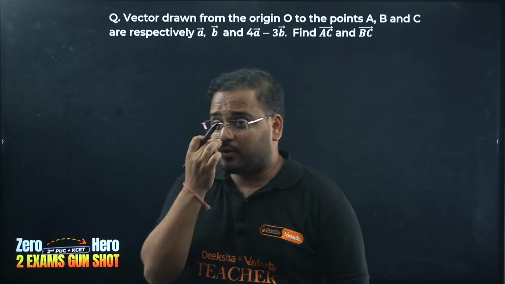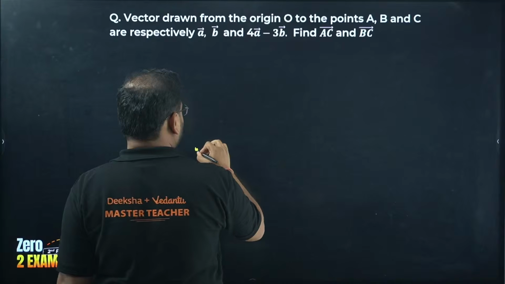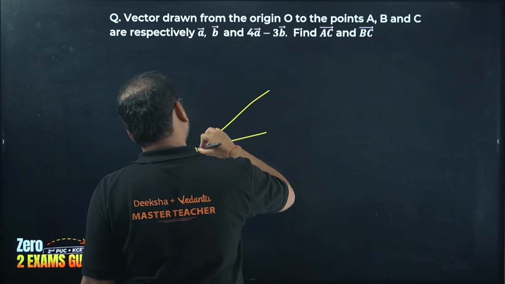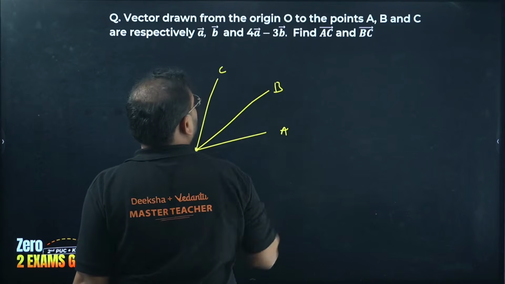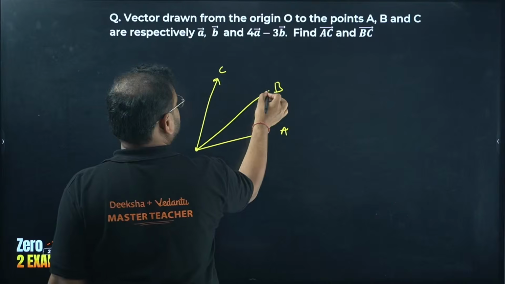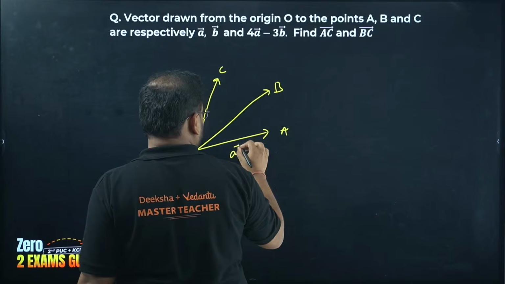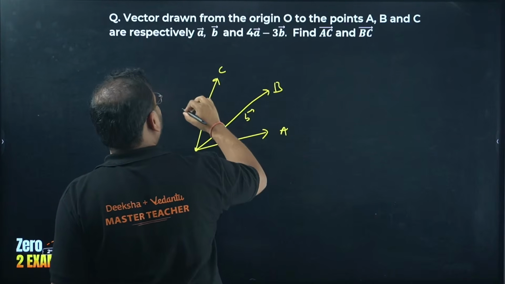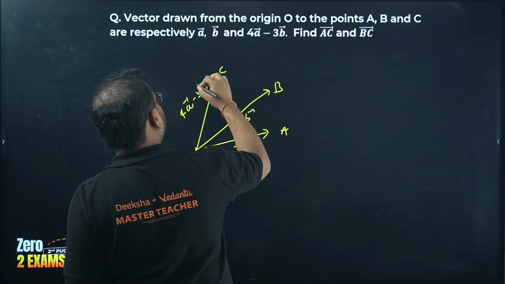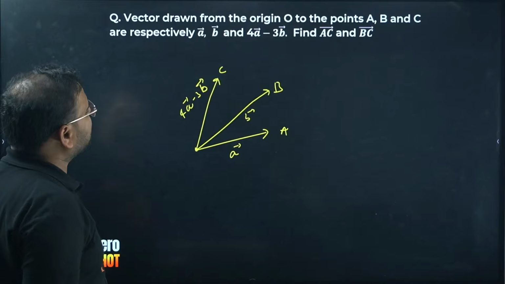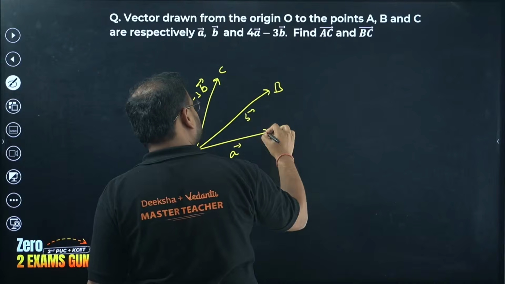A vector is drawn from the origin O to the point A, B, C. The vectors are given as vector A, this is vector B, and this is 4A minus 3B. What are they asking? Find AC, from A to C, right? AC is from A to C like this.